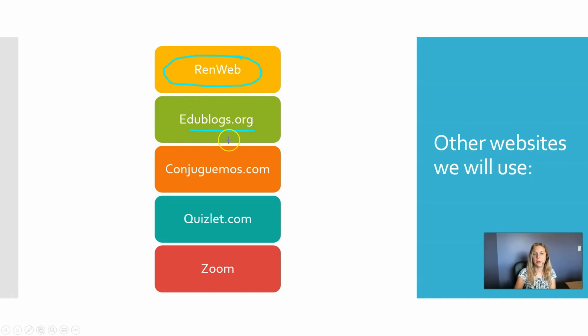Edublogs.org is what we will use to post on our class blog. Now, depending on what level you are in, 2, 3, or 4, we will use the blog differently. My friend in Spain has an English class, and they are also in the same situation. And so we will be communicating with them and finding out what's going on over there as well. So we will use our blog for posting different projects, photos, writing assignments.